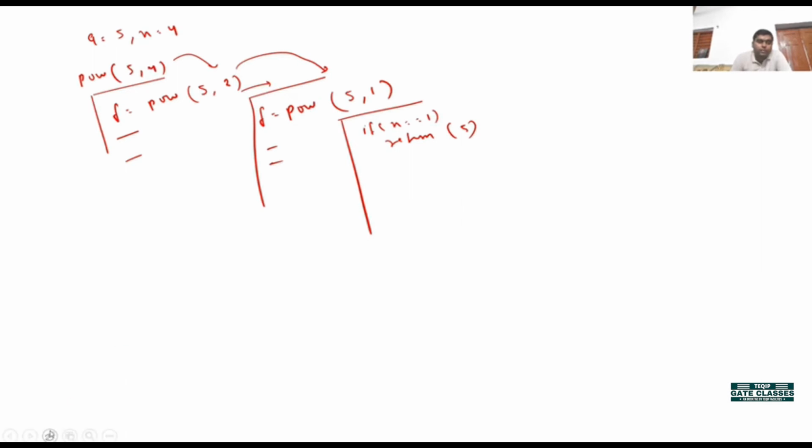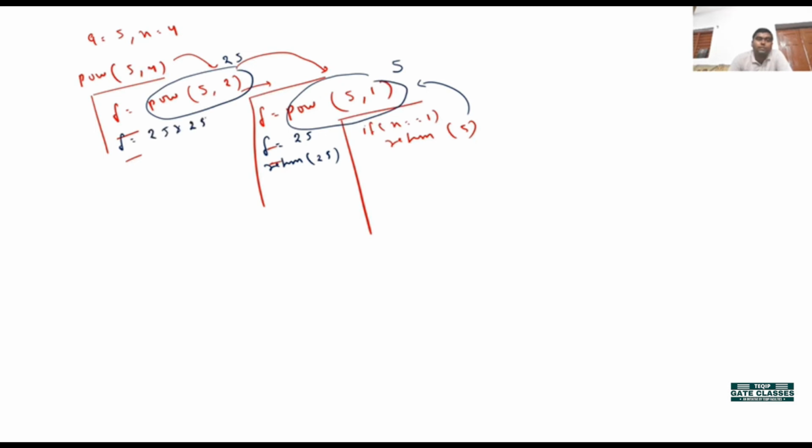Now let us see what will happen in this case. Here we are returning 5, so the entire result is 5. And here f equals f into f, so 5 into 5 is 25, and here we are returning 25. So this entire thing will be called 25. Now here 2 steps are involved: f into f. So 25 into 25 is going to be 625, and returning f, so return 625.